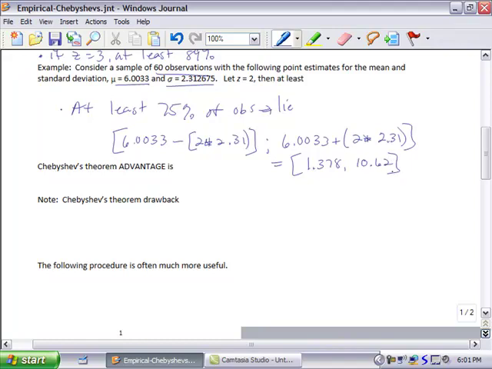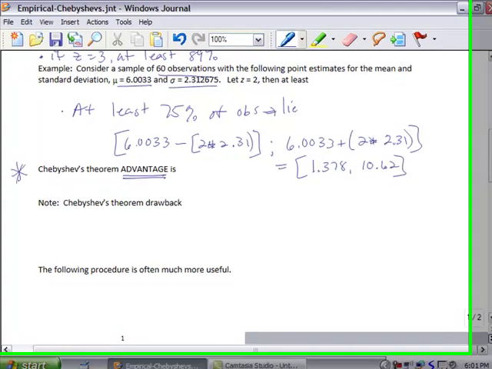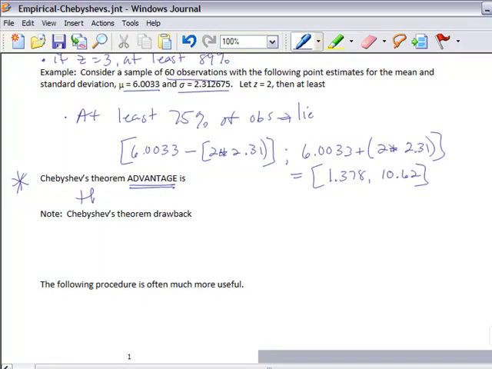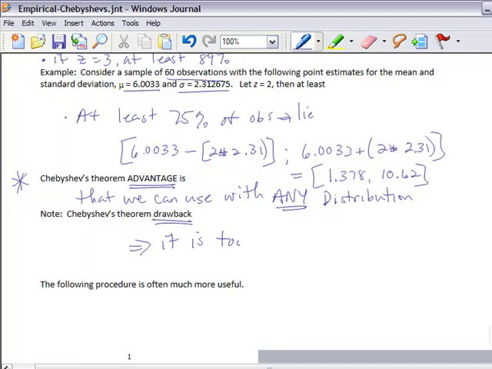Okay? So the advantage of Chebyshev's theorem is that we can use it with any distribution. Okay? So we don't need to know the shape. We don't have to have any idea about the distribution. But the drawback or the disadvantage is that it is too conservative.